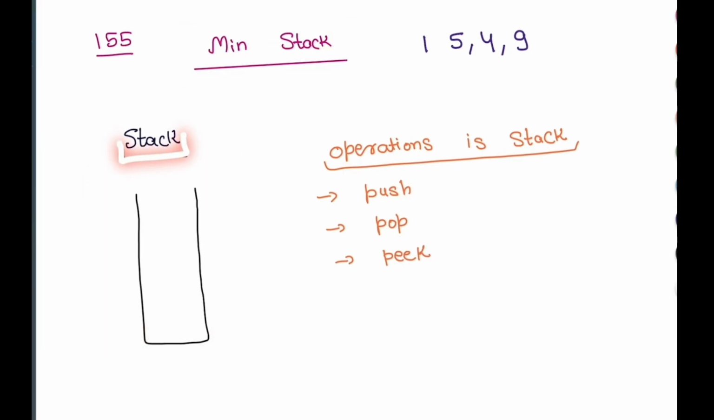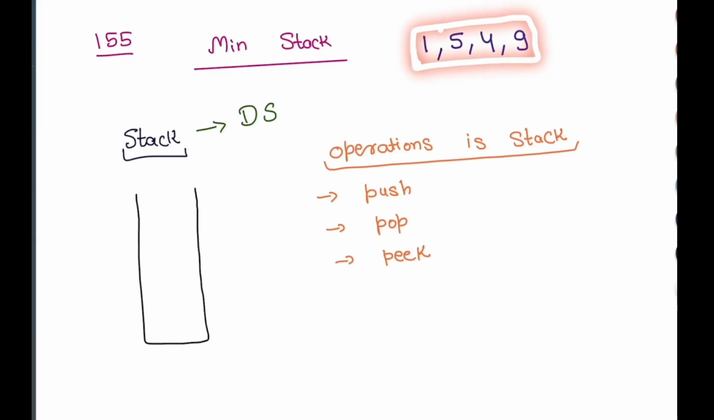Now stack is nothing but a data structure. It's a way of organizing your data. Let us say you have some data 1, 5, 4, 9. Let us say you have 4 numbers. If you put all these numbers into an array, this is one of the ways to organize your data.